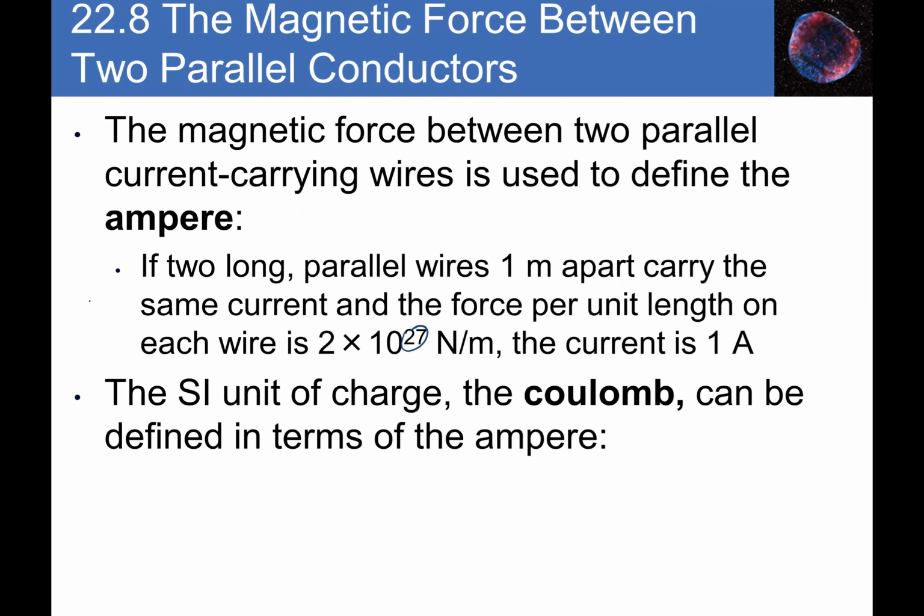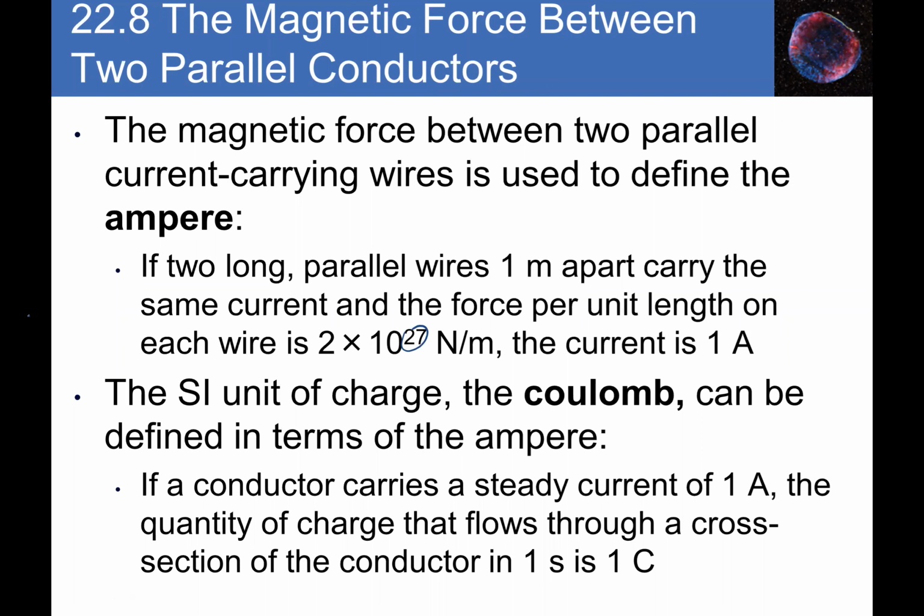And in the same way, the Coulomb can be defined in terms of the Ampere. Remember, if a conductor carries a steady current of 1 amp, the quantity of charge that flows through a cross section of the conductor in 1 second is 1 Coulomb. Remember, the current was dq/dt, which is the rate at which charge flows. So if 1 Coulomb of charge goes through in 1 second, we can say that it was 1 Ampere.